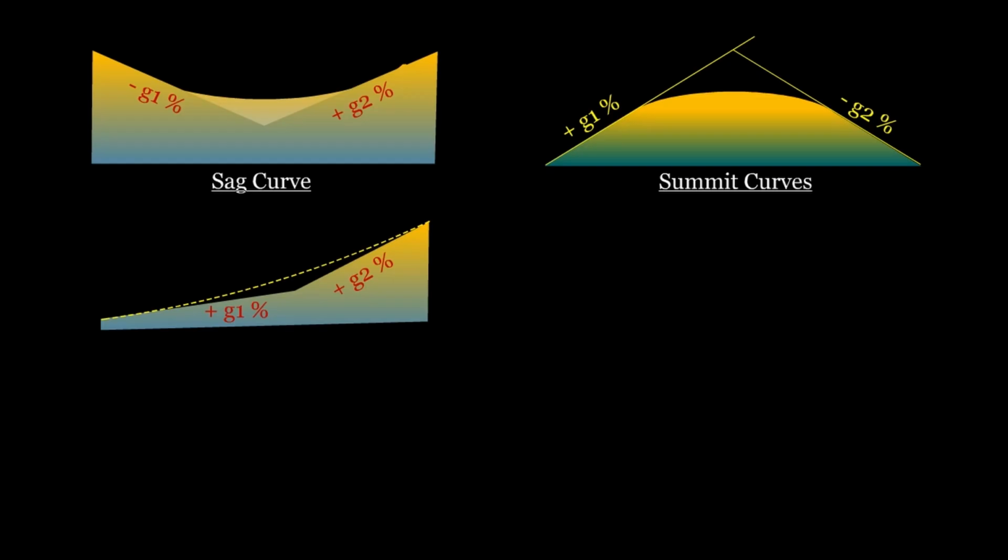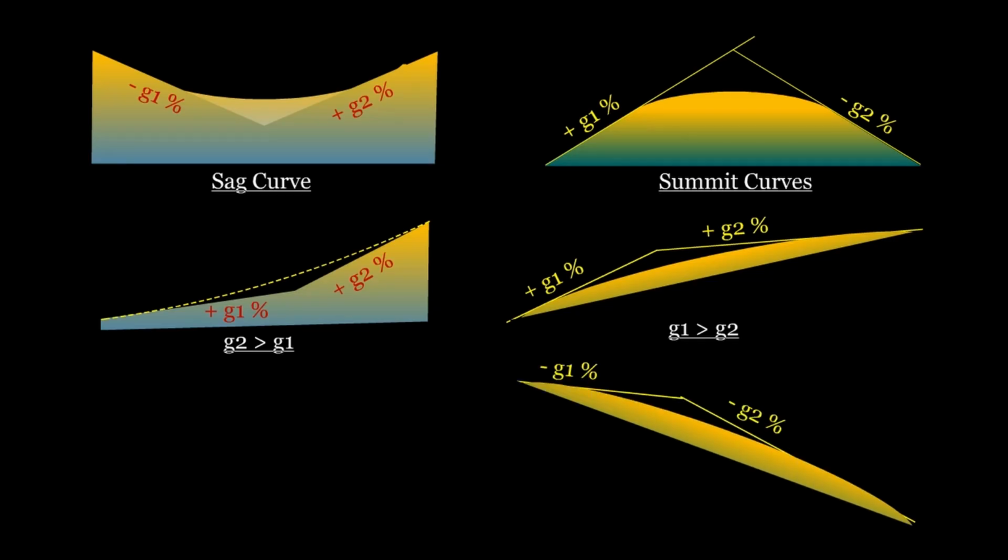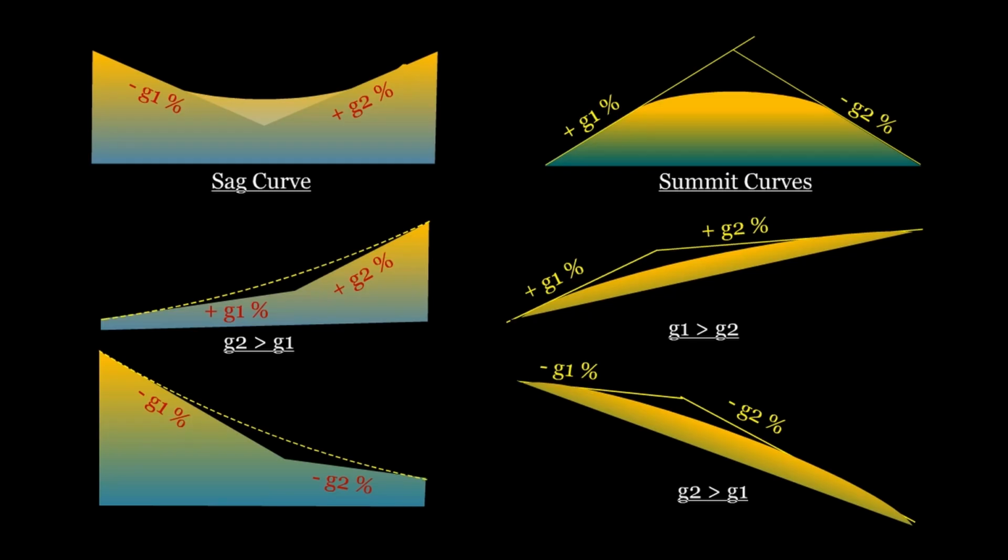3. Positive grade, G1, followed by a higher positive grade, G2. Note: G2 greater than G1. 4. Positive grade, G1, followed by a lower positive grade, G2. Note: G1 greater than G2. 5. Negative grade, G1, followed by a higher negative grade, G2. Note: G2 greater than G1. 6. Negative grade, G1, followed by a lower negative grade, G2. Here, G1 greater than G2.